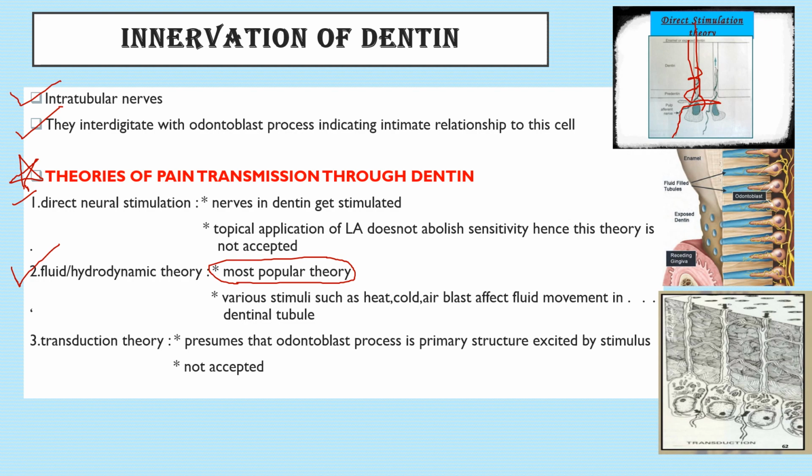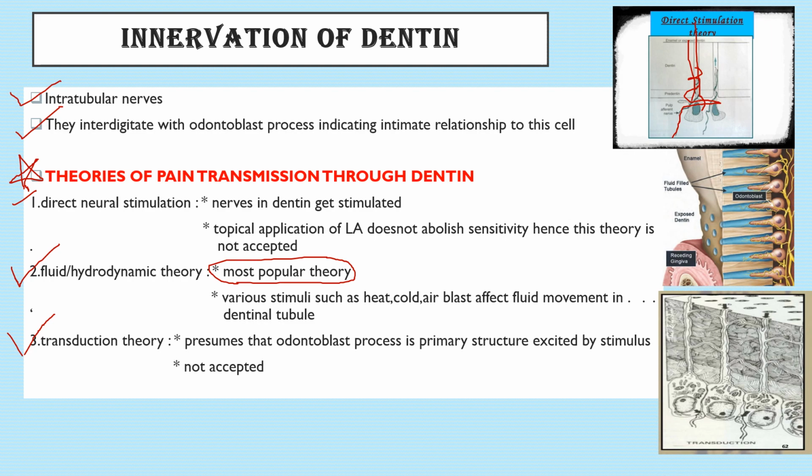Then coming to the third theory, which is the transduction theory. According to this theory, odontoblast processes are the primary structure excited by stimuli. Means the odontoblast is the first structure which gets stimulated when any external stimuli affects it. It is not accepted because odontoblastic processes are present near the pulp, but we are talking about the dentin. So the transduction theory is also discarded. The most commonly trusted theory is the fluid or hydrodynamic theory.